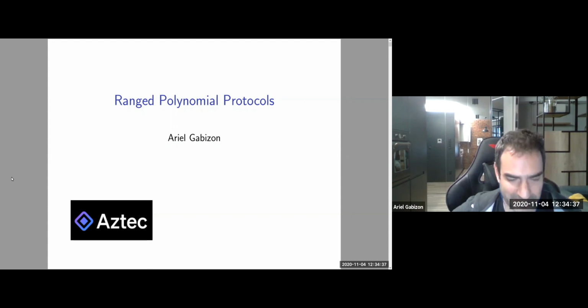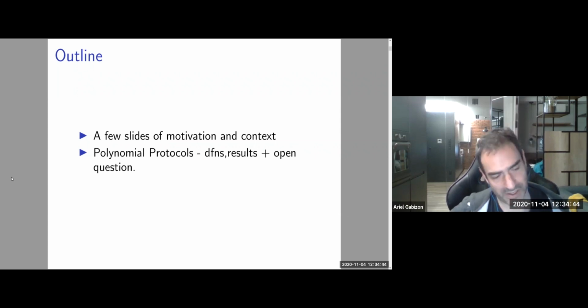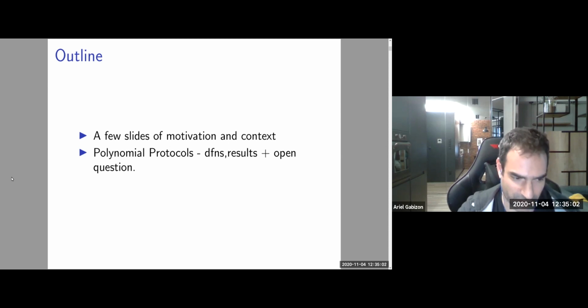Okay, like I said, I want to start with a few slides of motivation and context. This notion of polynomial protocols that I'm going to present comes from trying to get zero knowledge proofs in practice as efficient as possible. Really, it's a lot of work on the constants in prover running times. These first few slides will be pretty informal.